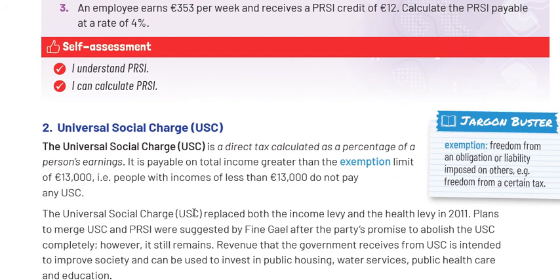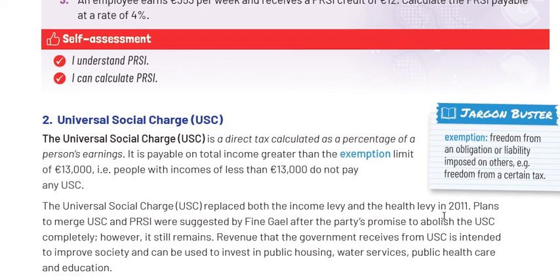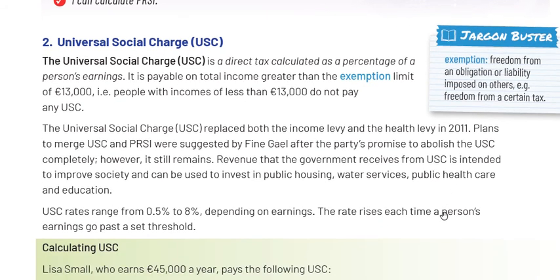Okay. The Universal Social Charge replaced both the income levy and the health levy in 2011. So it's a new enough tax that came in during the recession. Plans to merge the USC and PRSI were suggested by Fine Gael, when they were looking at the USC and how to get rid of it. But then the revenue and the government decided to keep it anyway, and use it for society to invest in public expenditure for housing and so on. Now it has been reduced in the last couple of budgets, so eventually, hopefully, it'll be phased out. So we'll see what happens.